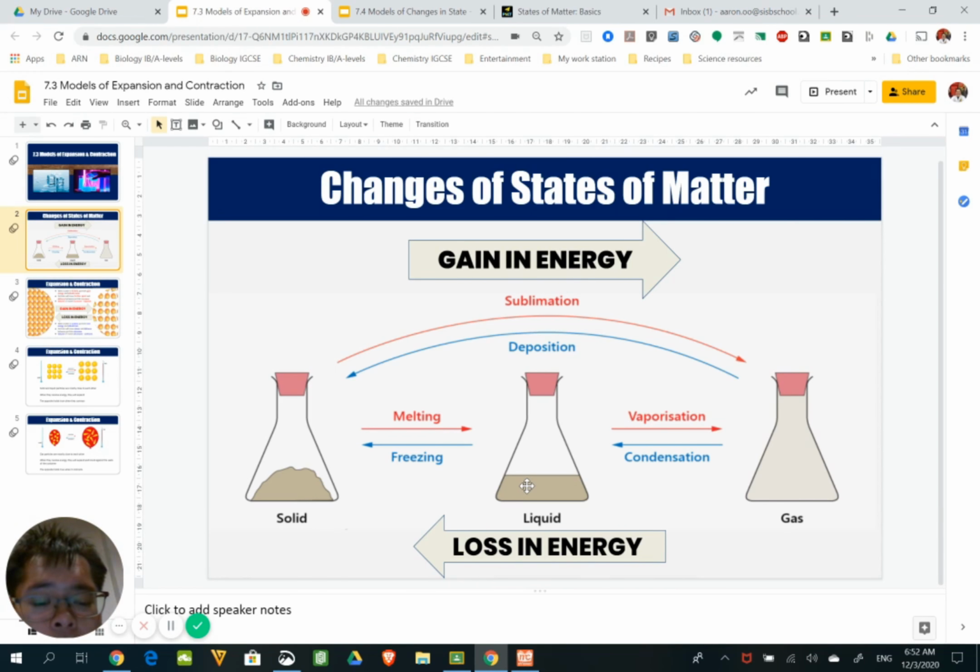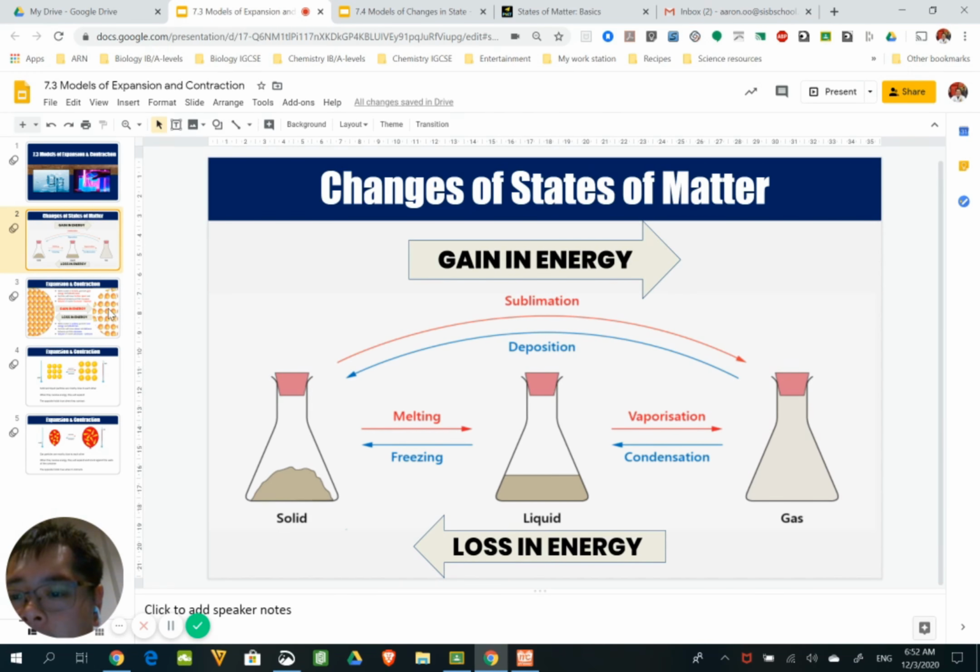Okay. And of course, the reverse, gas to liquid, condensation, and liquid to solid would be freezing. All right. Nothing new for you. But the only thing that you also need to know besides sublimation and deposition are gaining in energy and losing in energy. You've got to make sure that if a state of matter changes from solid to liquid to a gas, it will be a gain of energy, and we will understand why it's a gain of energy. Then from gas to liquid to solid is a loss in energy.